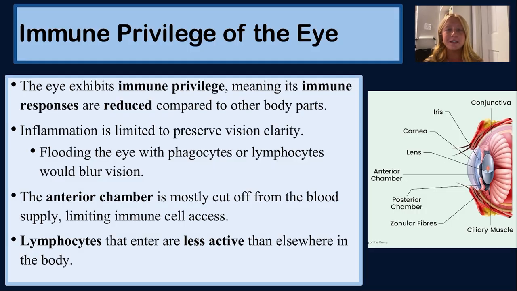So the eye is special because it's considered an immune-privileged site. This means immune responses are less reactive than in other places. And this is a simple process because inflammation causes swelling and fluid buildup, which would scatter light and blur the vision. So the eye has evolved to minimize this kind of response. In the anterior chamber, located in the front part of the eye, there's limited blood flow. So immune cells like lymphocytes have restricted access. And even when they do get in, they tend to be less active than normal. So it helps keep the vision clear, but it also makes the eye more vulnerable to infection.